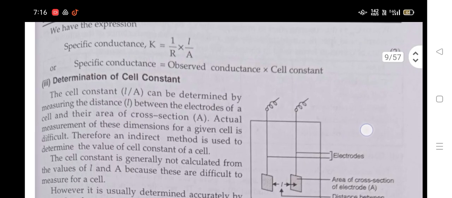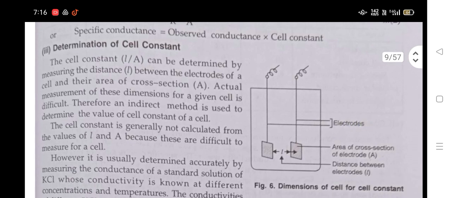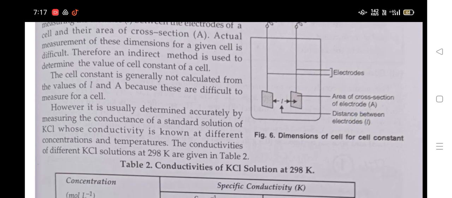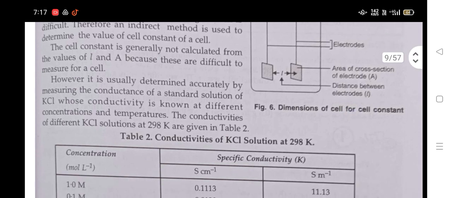Determination of cell constant. The cell constant L by A can be determined by measuring the distance L between the electrodes of a cell and their area of cross section. Actual measurement of these dimensions for a given cell is difficult. Therefore, an indirect method is used to determine the value of the cell constant of a cell. The cell constant is generally not calculated from the values of L and A because these are difficult to measure for a cell. However, it is usually determined accurately by measuring the conductance of a standard solution of KCl, whose conductivity is known at different concentrations and temperatures.